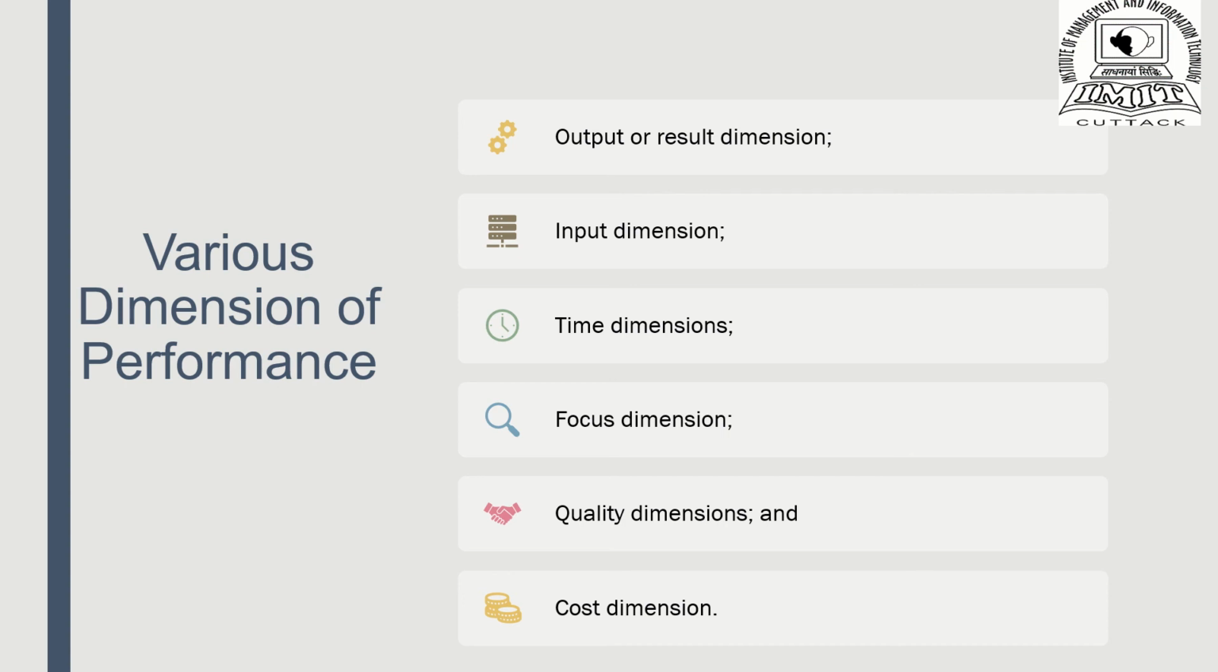Okay, so the first dimension is the output or result dimension. Performance is what is expected to be delivered by an individual or a set of individuals within a time frame. Such performance expectation can be stated in terms of results or efforts, tasks and qualities within specified conditions under which it is to be delivered. A performance management system has many dimensions such as output or result dimensions, input dimensions, time dimensions, focus dimensions, quality dimensions and cost dimensions.